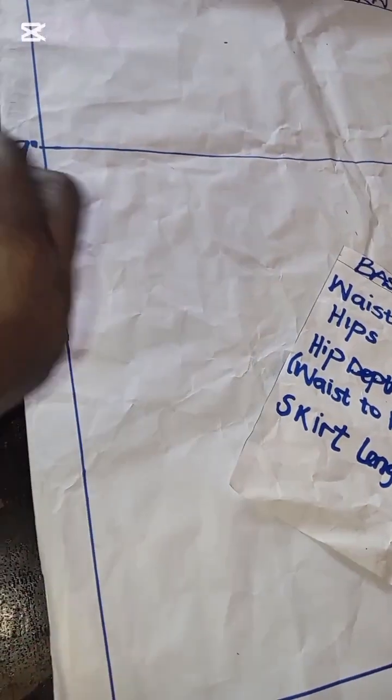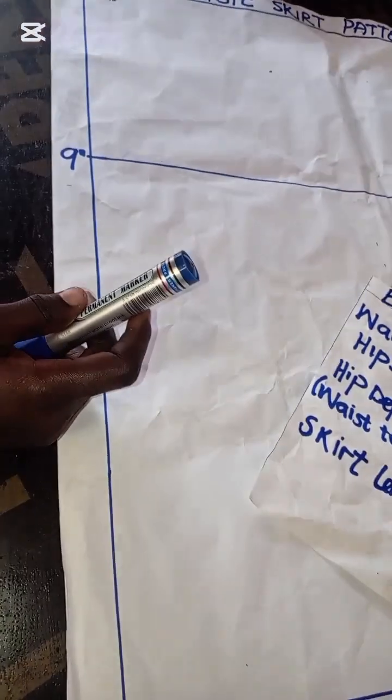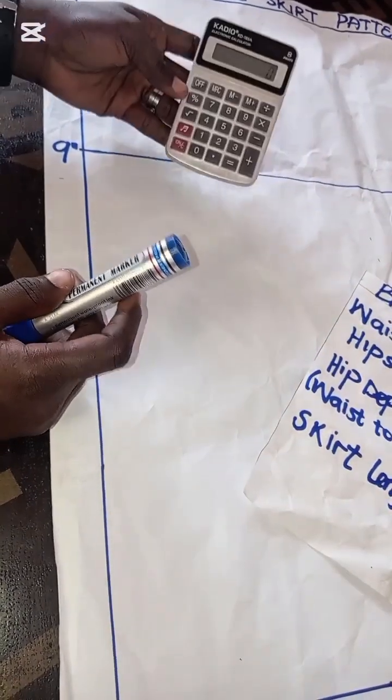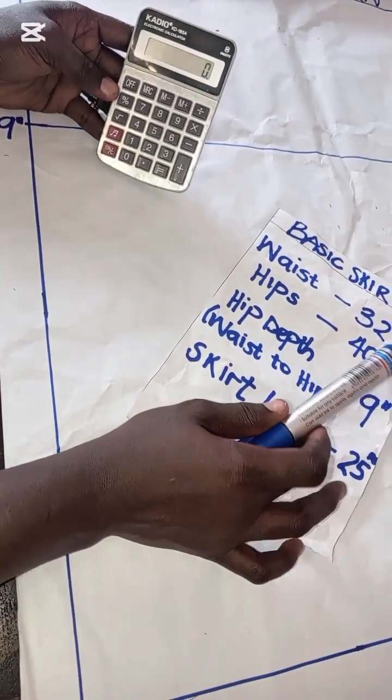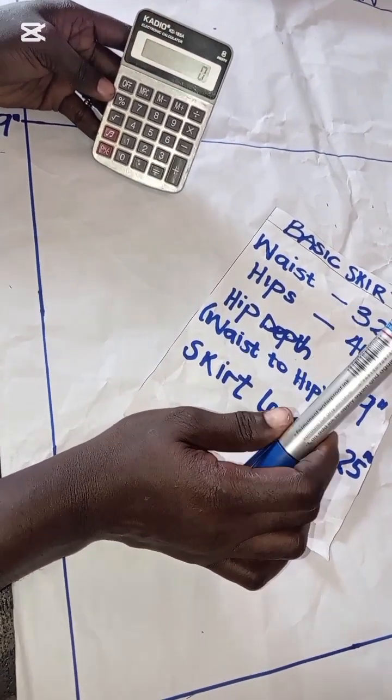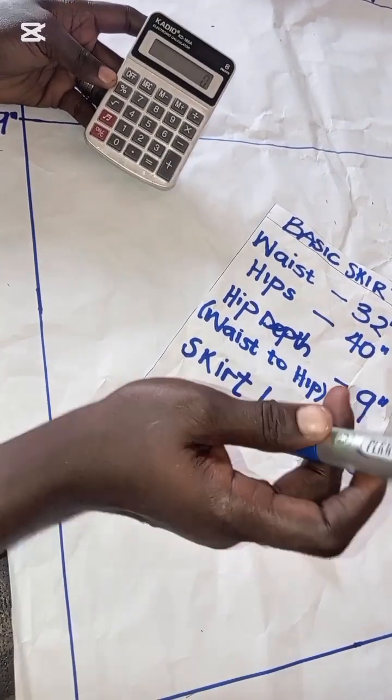And the next thing we are going to do is make use of our calculator. You can use a calculator like this, or you can use the one on your phone. We have a hip of 40 inches. Remember, you have to take your own measurements. I'll leave a link on how to take body measurements in the description box. I have a video on that.